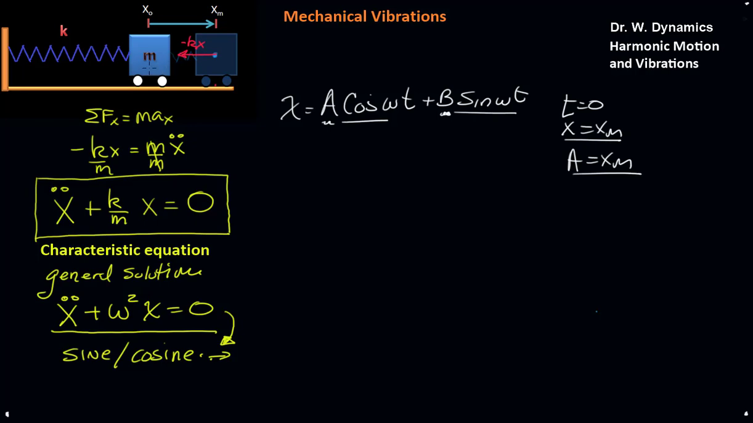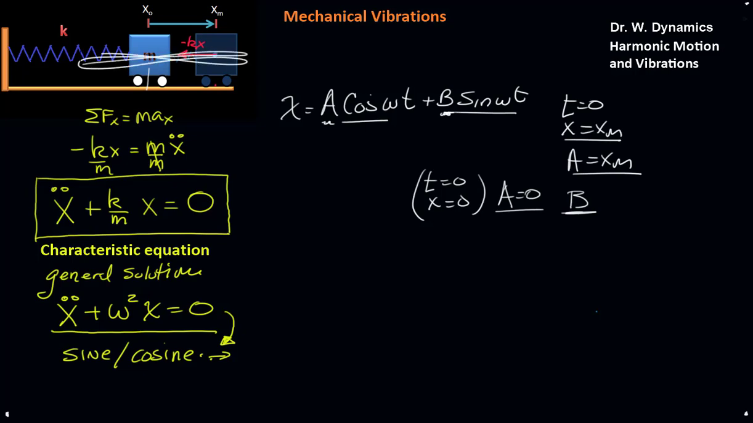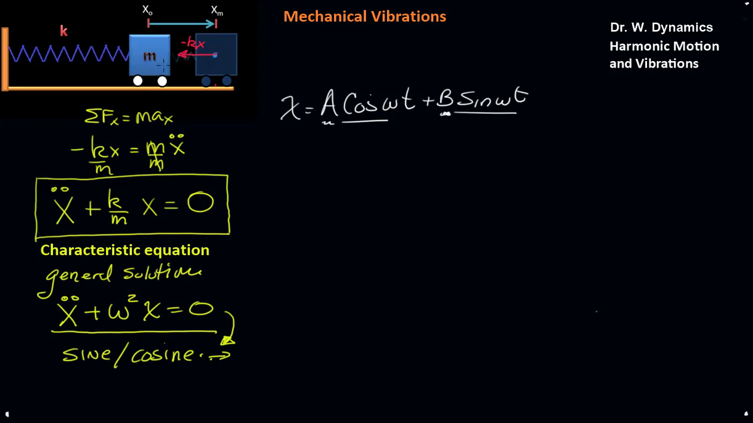If instead we had started at t equal to 0, x equal to 0, we'd find that a would equal 0 and that b would be some value. So the a and the b are really dependent on where we start in our oscillatory motion. And knowing that, they can be combined into some generalized solution.